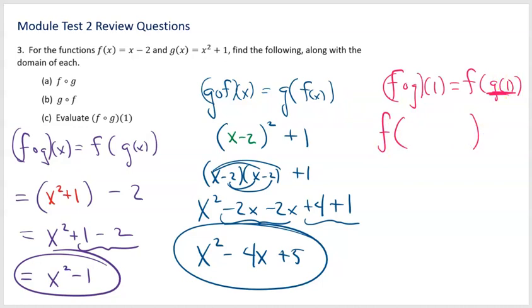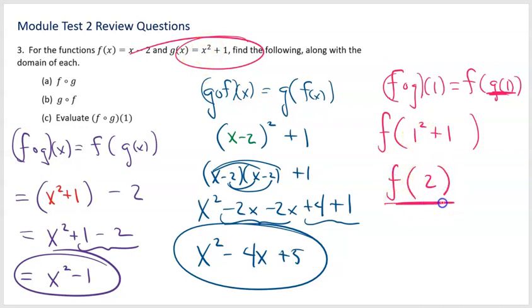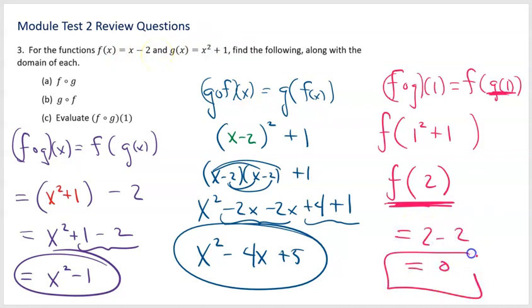Plug 1 into the g function. That'd be 1 squared plus 1. So I looked at the g function, removed the x and put a 1 there instead. That's going to give me f of 1 squared, which is 1, plus 1 is 2. Now this asks me to go to the f function and plug 2 in. When I look at the f function, it is x minus 2. So that's equal to 2 minus 2, which gives me 0.